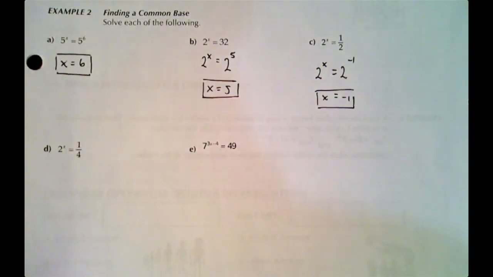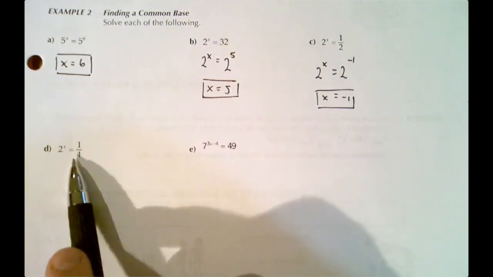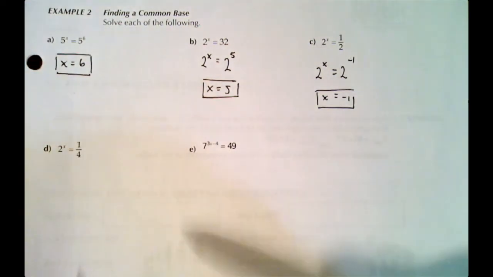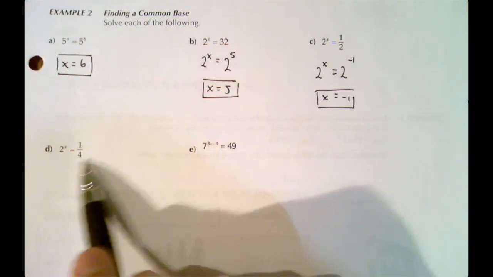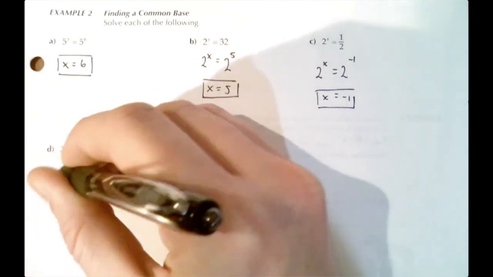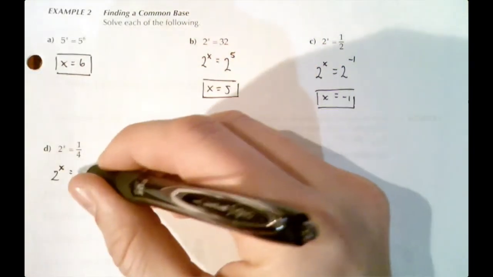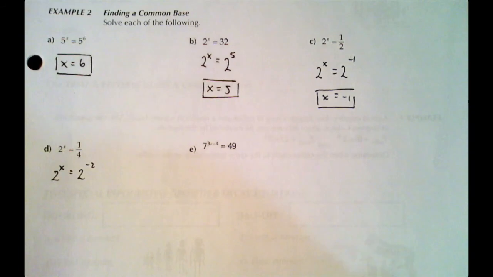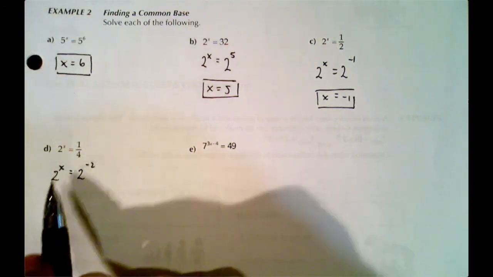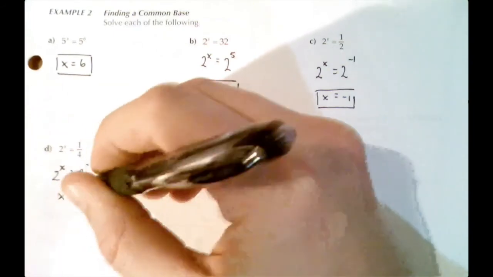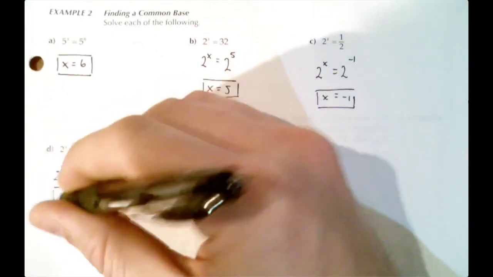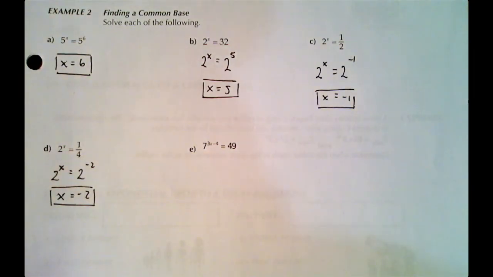Now I'm going to teach you another way to do this, but this is the common base method. Two more. 2 to the exponent something is 1/4. Well, we already know 2 to the exponent 0 is 1, and if we wanted to go into the negatives, that's how we can get numbers less than 1. So without a calculator, I'm going to tell you that 2 to the exponent negative 2 is 1/4. Which means, now that we have the same base, x is equal to negative 2, because we can equate the exponents.